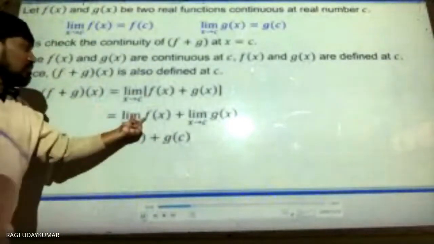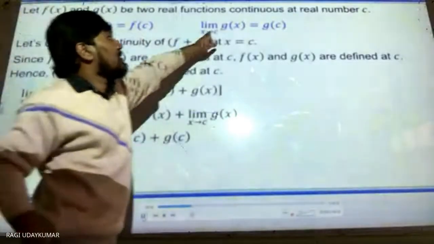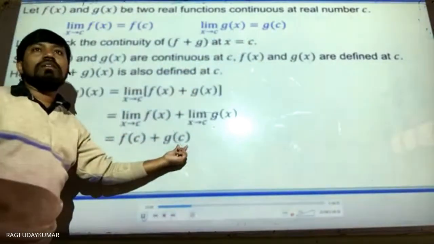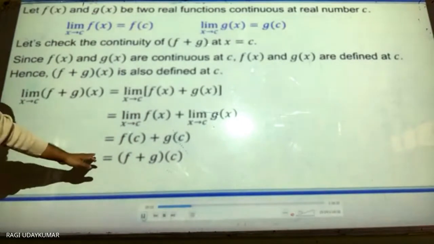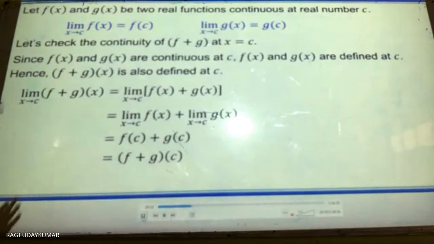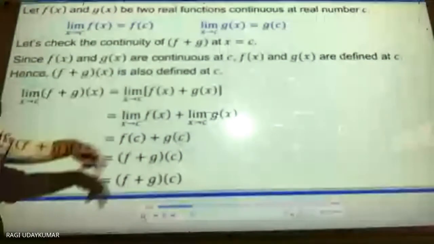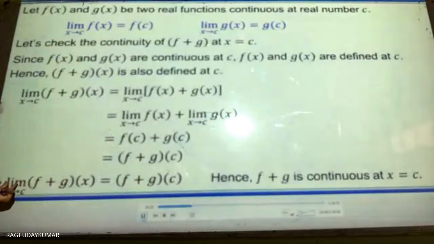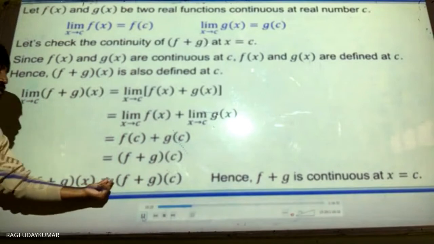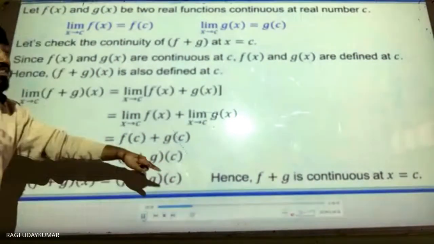This is equal to f of c, since it is already defined, and this is equal to g of c. So the sum of the two functions satisfies this. That means whenever the two functions are continuous, then the sum of the two functions is also continuous at that point, because the limit as x tends to c of f plus g of x is equal to f plus g of c. So that's why you can say that f plus g is also continuous.